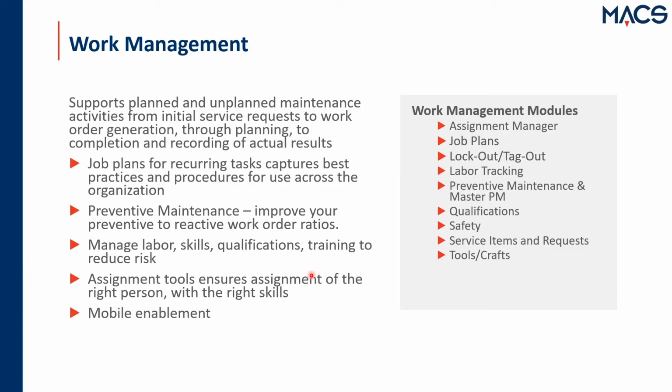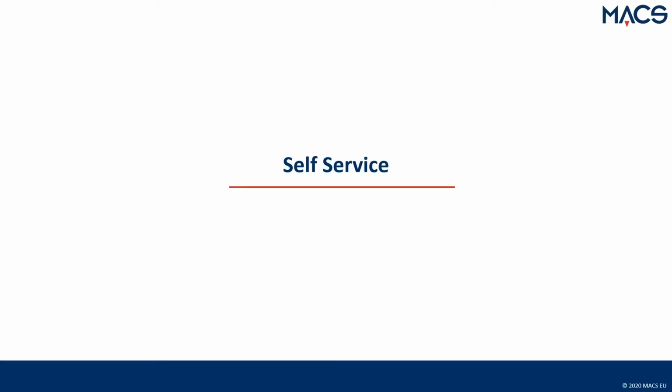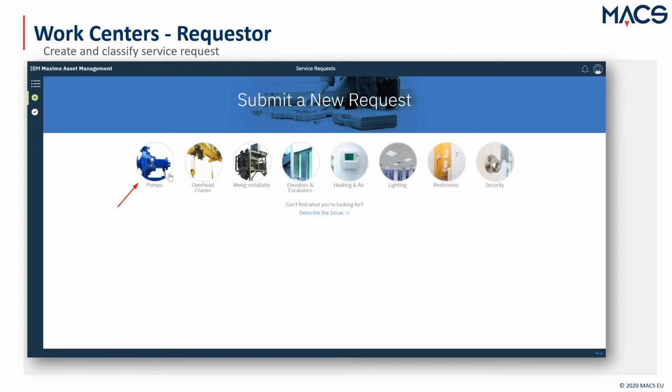And on the right side we can see all those applications which are there, which support you as a user by, for example, using job plans, preventive maintenance, qualification, safety, of course also service requests, all stuff like that. Now, if we take a look at the look and feel of this work management process, we will see actually also how it looks. And we start with the self-service, which is shown in this case as the work centers.